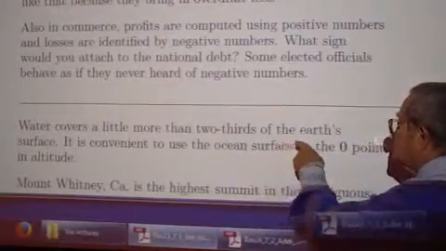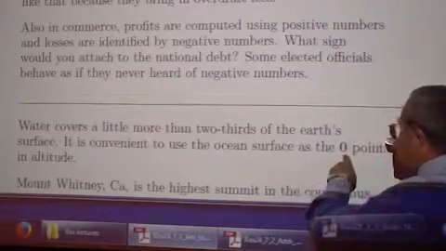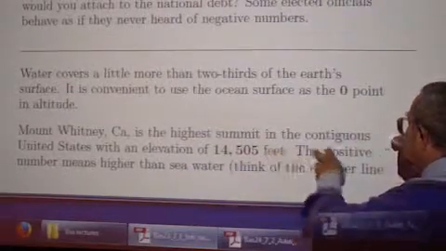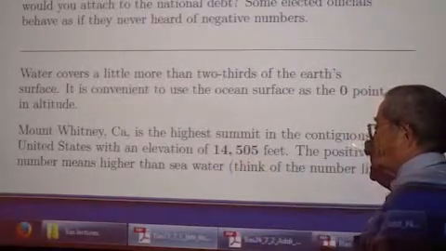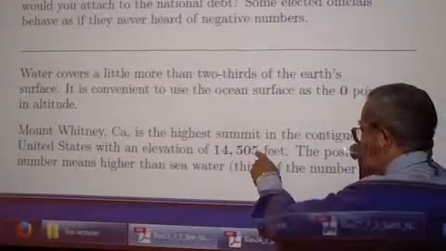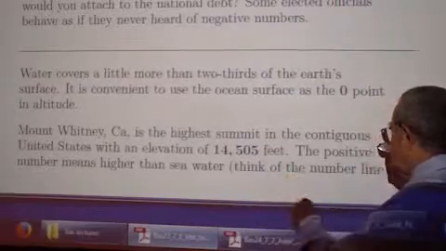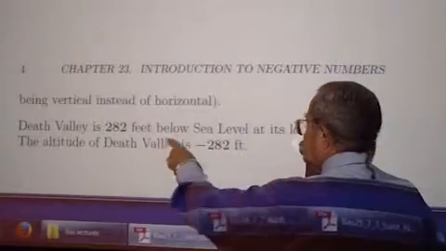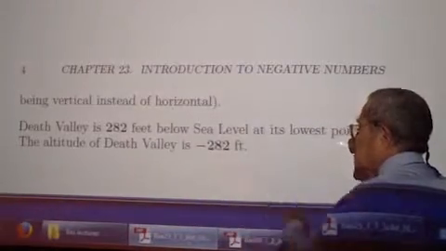Water covers a little more than 2/3 of the Earth's surface, so it's convenient to take the ocean surface and make that the 0 point in altitude. Mount Whitney in California is the highest summit in the contiguous United States with an elevation of 14,505 feet. I wonder how much off they are with the 5 feet. The positive number means higher than sea level. Think of the number line which is vertical. And Death Valley is at 282 feet below sea level at some point. So the altitude is negative 282.